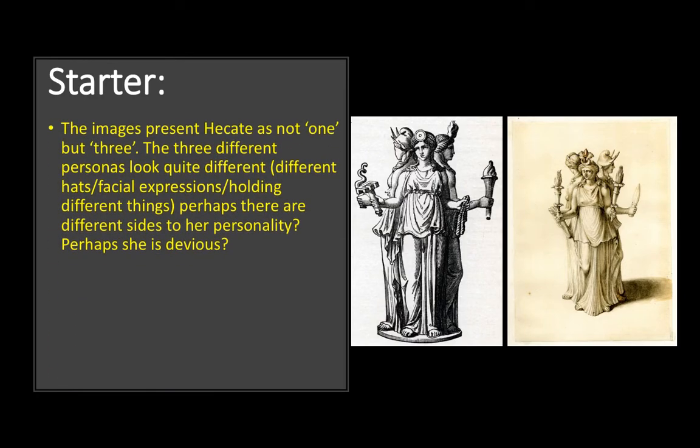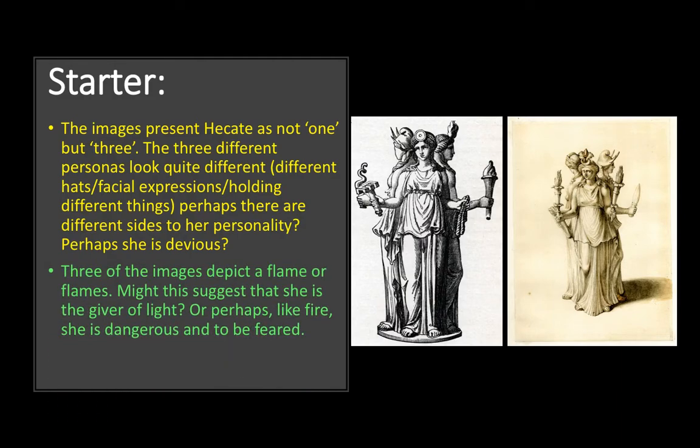So if you take a look at these two images again, they present Hecate not as one but as three. The three different personas look very different from one another. They have different hats or emblems on their heads, facial expressions, and they're also holding different things. This could perhaps be the different personalities, the different sides of this particular goddess. Perhaps she's devious. Perhaps she can also be this goddess or the person who gives light, who can illuminate the way for you. Or maybe in holding fire, she wants to be feared and she might be someone that is dangerous. We're going to be able to decide as we progress throughout the play.